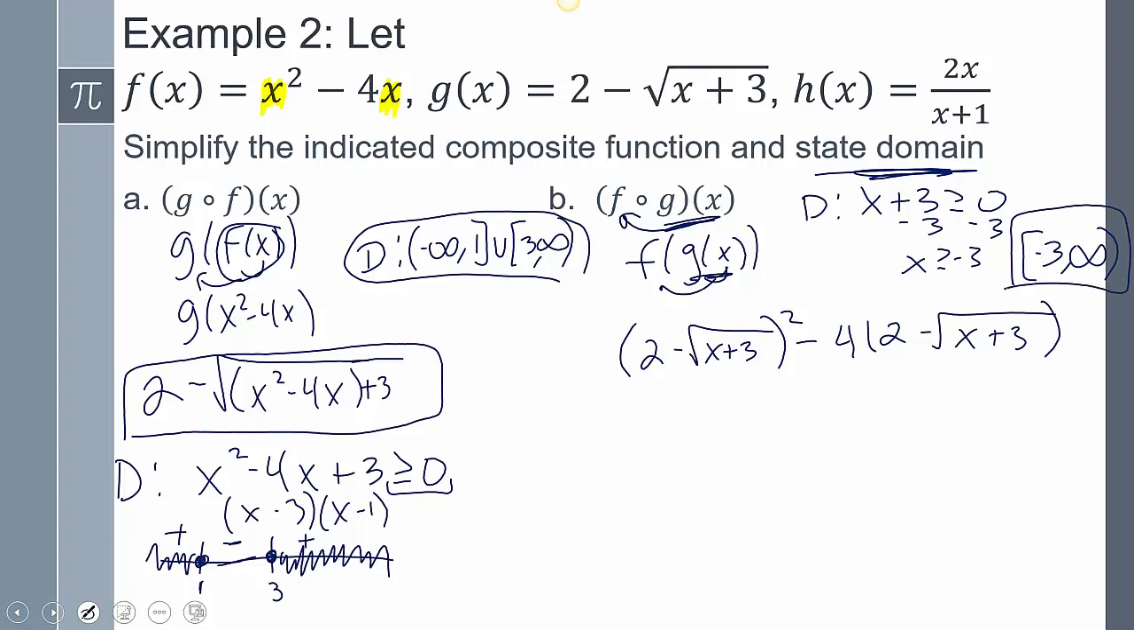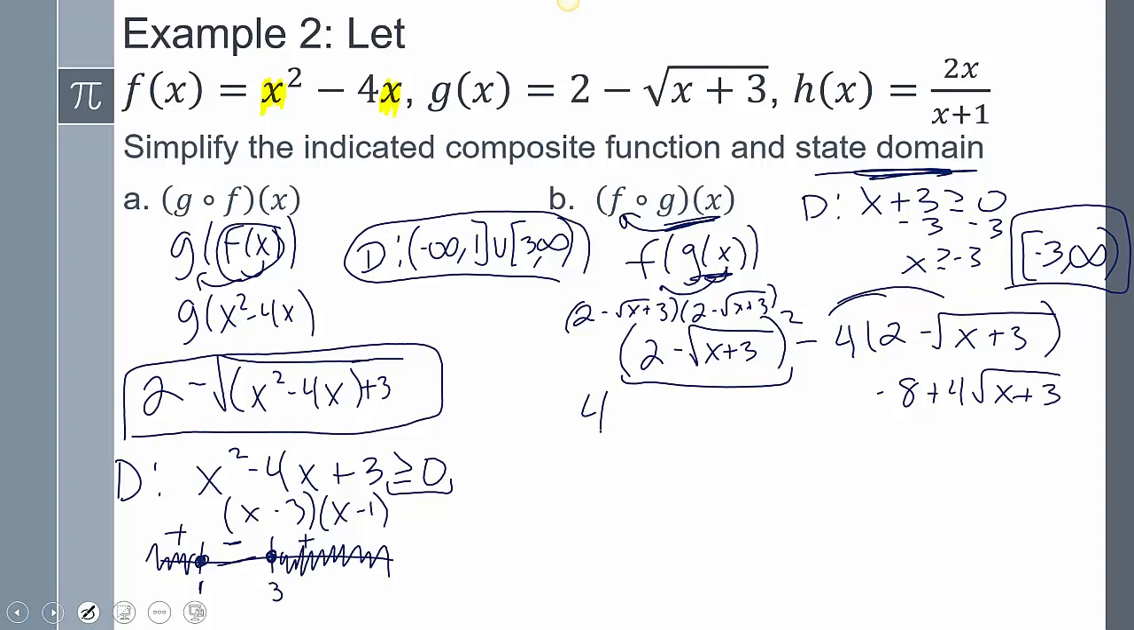But now we have to do the exhaustive procedure of simplifying this. Well, I can distribute this negative 4 through, and that's going to give me negative 8 plus 4 square root of x plus 3. But now this is FOIL. This is 2 minus square root of x plus 3 times 2 minus square root of x plus 3. So if I do first, I get 4. Now outer and inner, so 2 times negative square root of x plus 3, negative square root of x plus 3 times 2. So that gives me minus 4 square root of x plus 3.